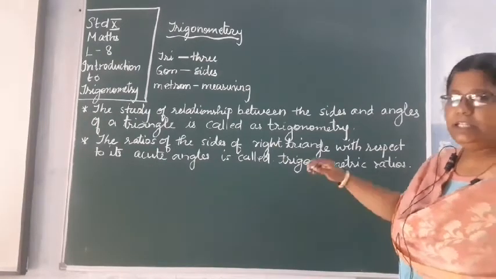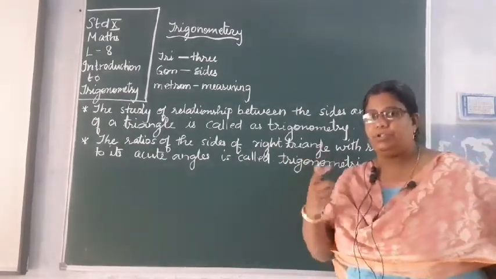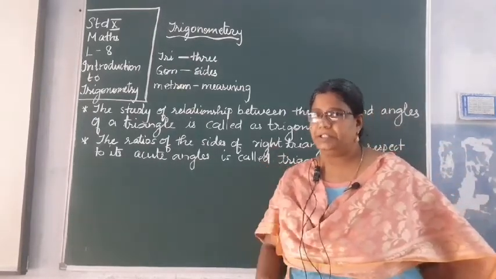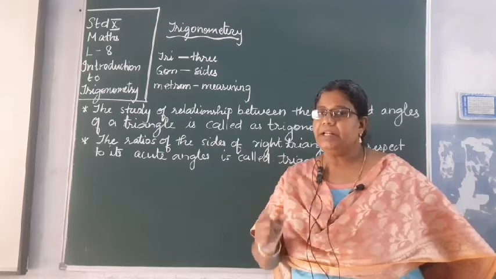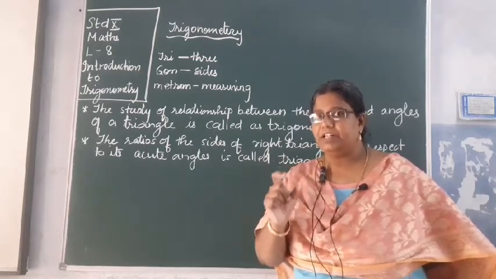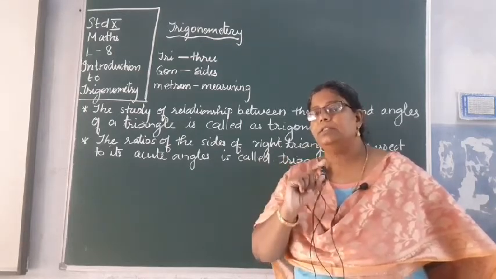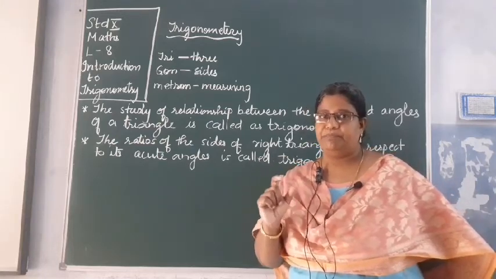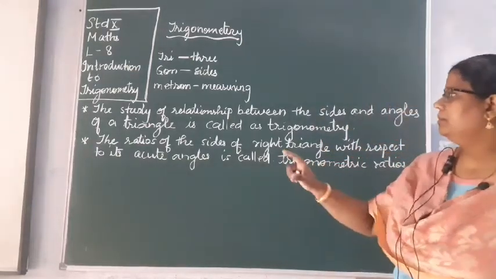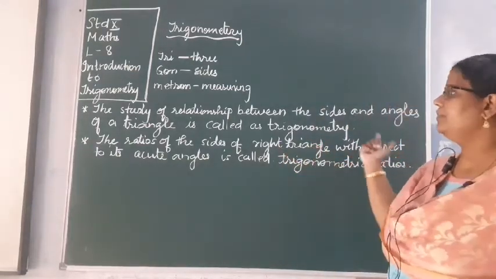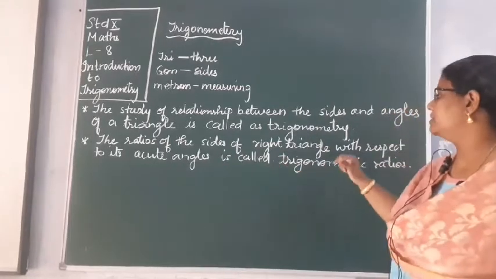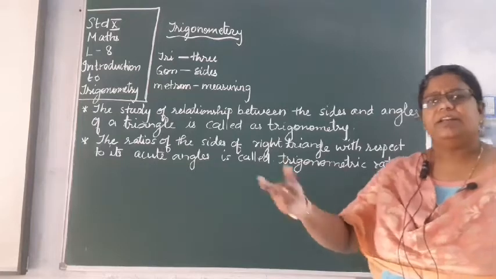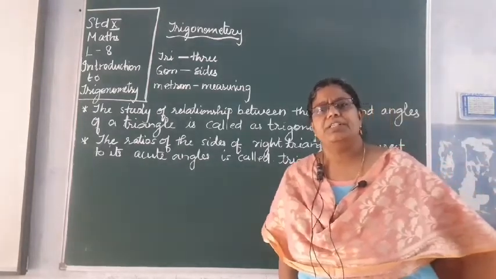Okay? And in this chapter, we are going to restrict ourselves to study only right angled triangles, and we will be finding the relationship between the angles which are acute and the sides. We are going to relate them. Okay, and the ratios of the sides of the right triangle with respect to its acute angles are called the trigonometric ratios.